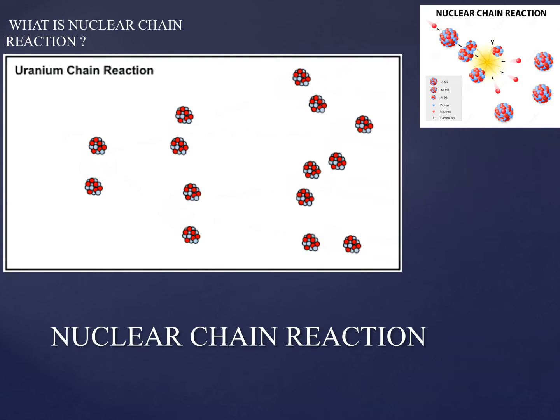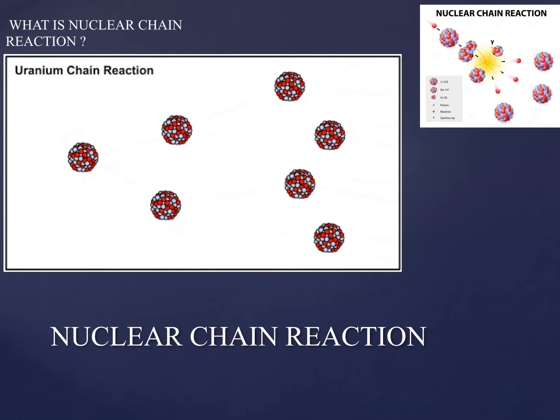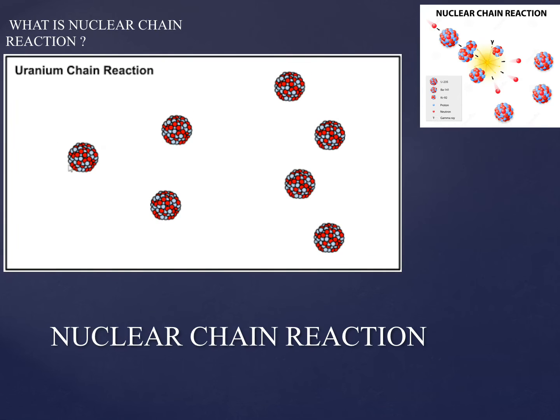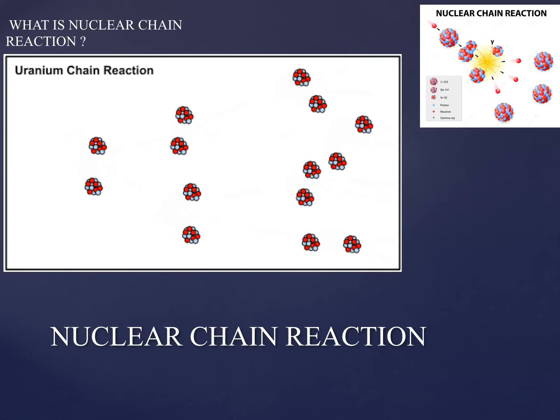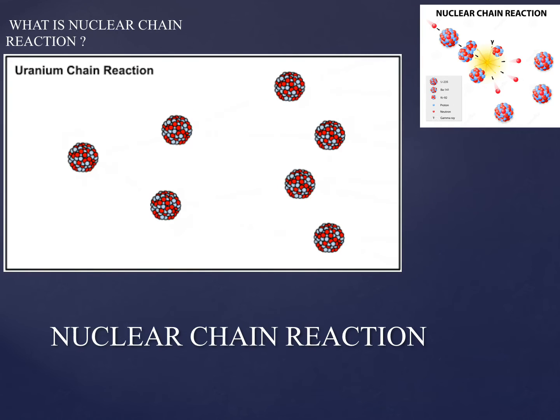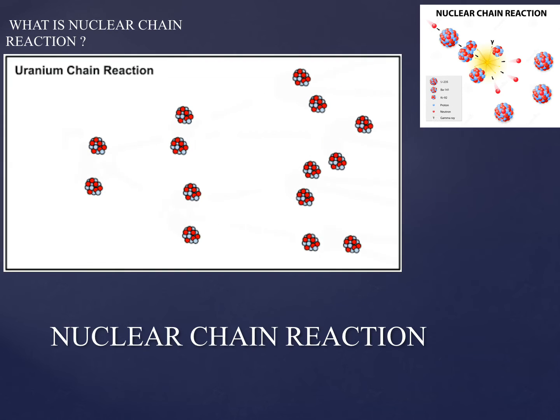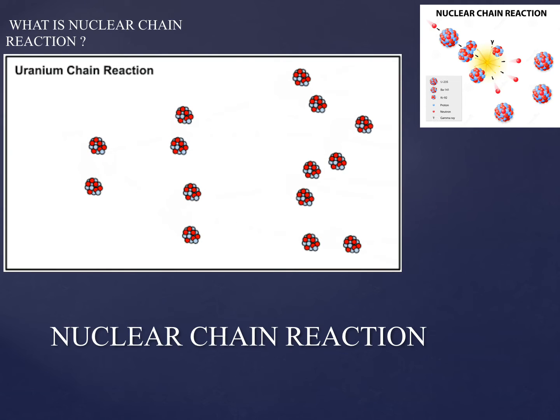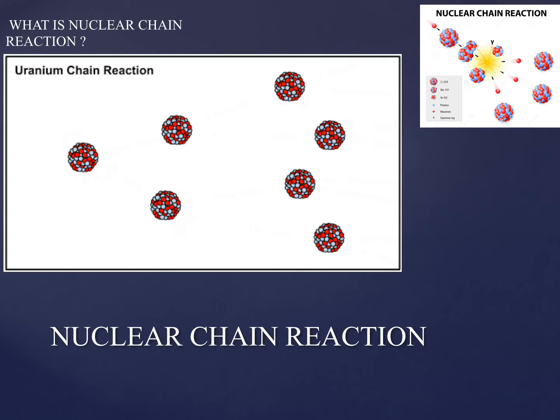So remember, it started with a neutron. This neutron split the nucleus of the uranium, and in the end result we will have barium and krypton and 3 neutrons. And these neutrons also has the capability to go and split other uranium atoms. And a continuous series of a nuclear fission is a nuclear chain reaction.